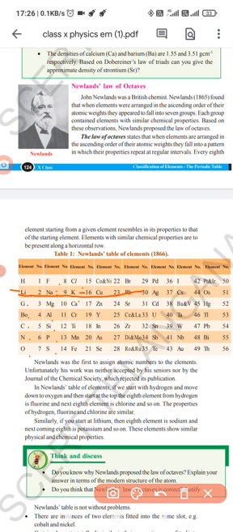Similarly, if you start with lithium, the eighth element will be sodium, and the next eighth element will be potassium. K is potassium, Na is sodium, and so on. These elements show similar physical and chemical properties, both physical and chemical properties.